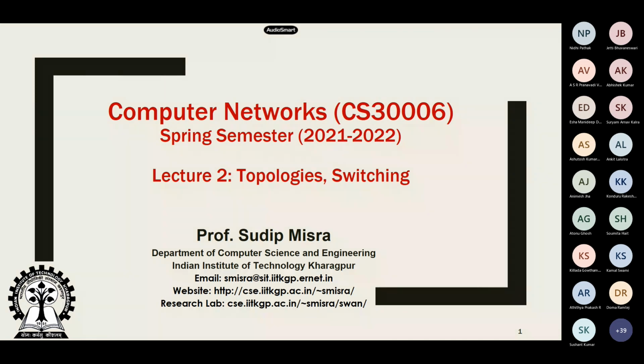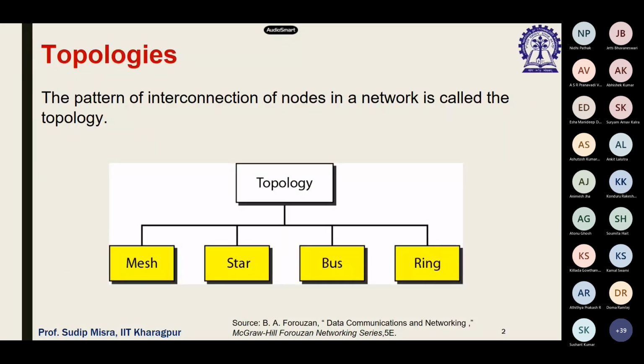First, let us try to understand this physical topology, the physical laying out of these devices. Let us try to understand how it can be done. This physical laying out, the interconnection of these different devices, for example, multiple computers or other devices that connect in the network, can be done in different ways.